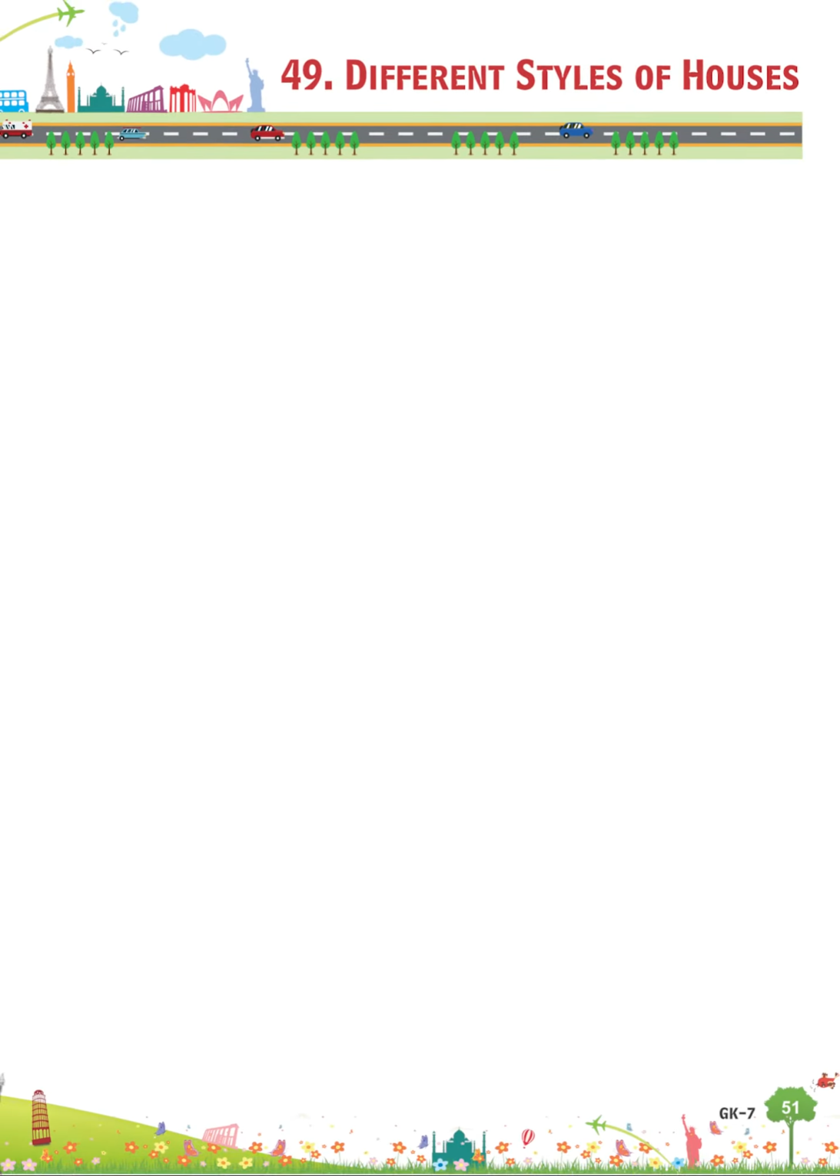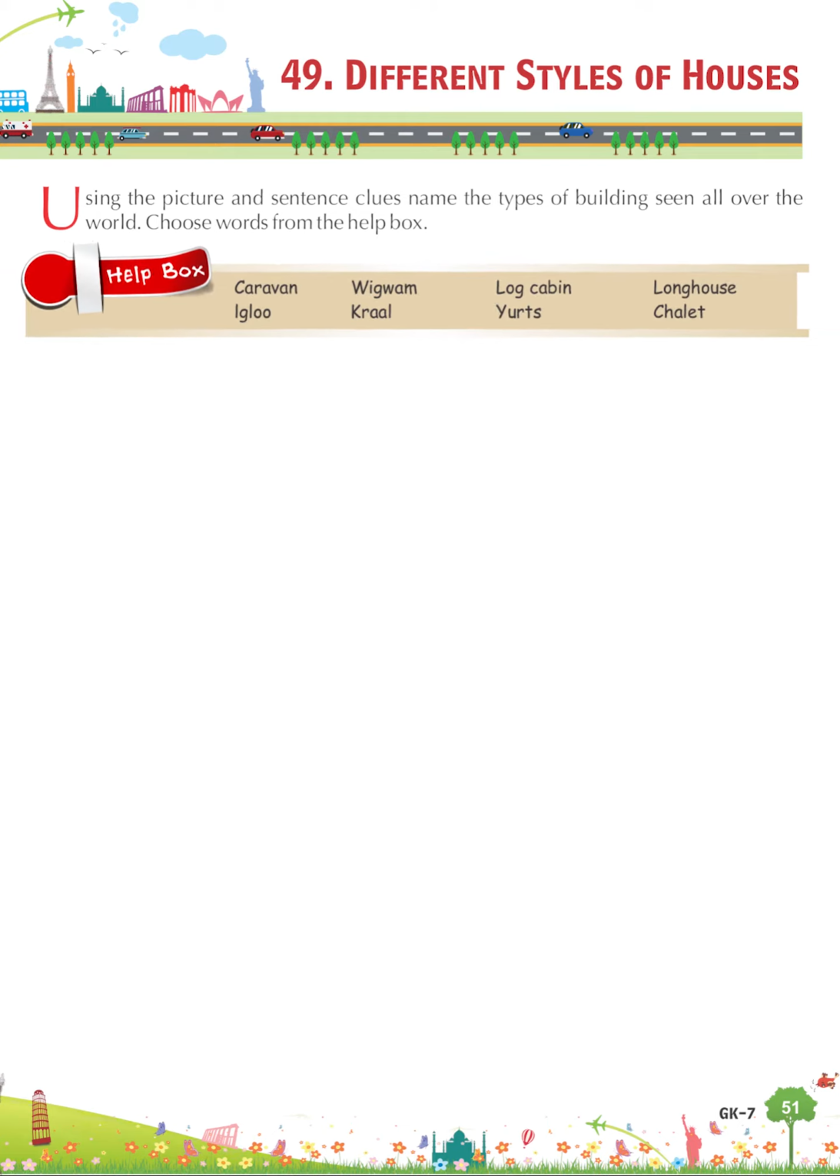Let's start lesson 49, different styles of houses. Using the picture and sentence clues, name the types of buildings seen all over the world. Choose words from the help box. Help box: carva, igloo, wigwam, kraal, log cabin, yurts, longhouse, chalet.